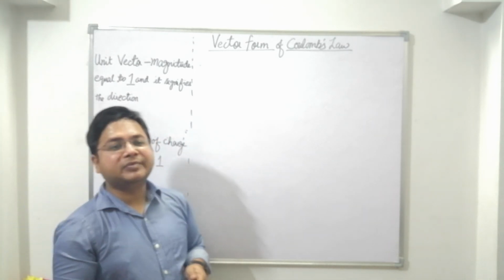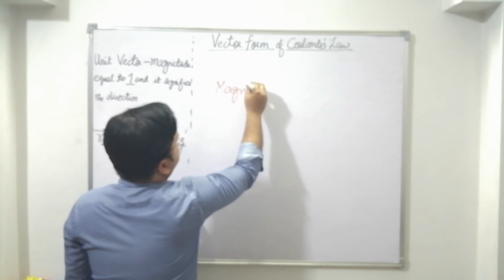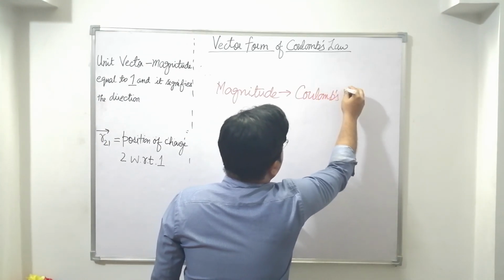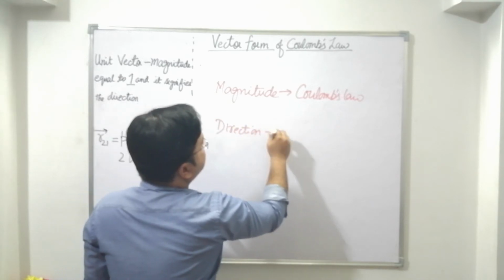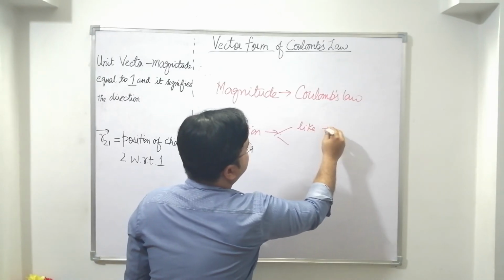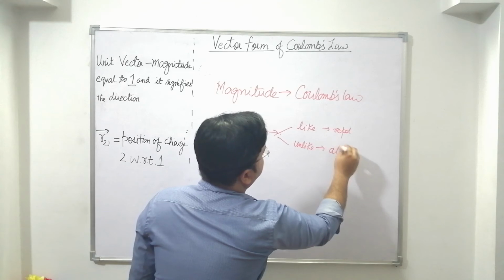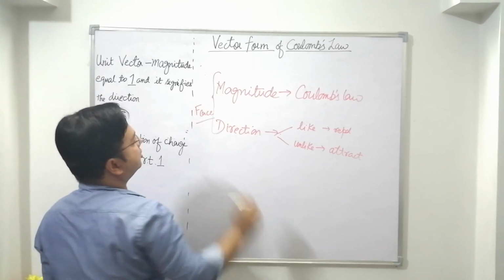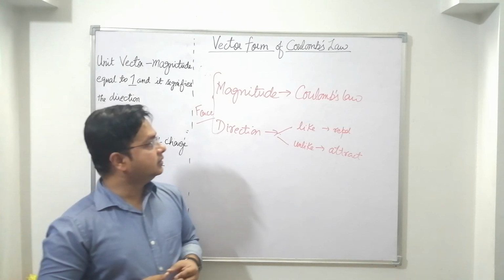While solving numerical questions, you will simply apply Coulomb's law for finding the magnitude of the force. And for finding the direction of the force, you only have to keep in mind that like charges will repel and unlike charges will attract. So this is for numerical questions where we will be asked to calculate force due to Coulomb's law. There you need not bother about applying the vector form of Coulomb's law.